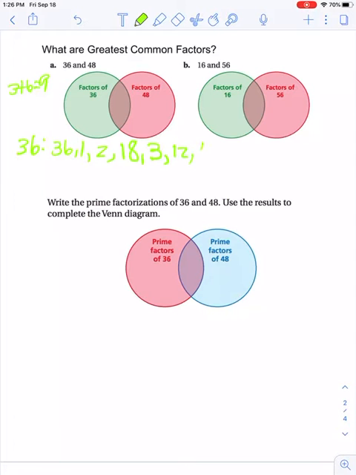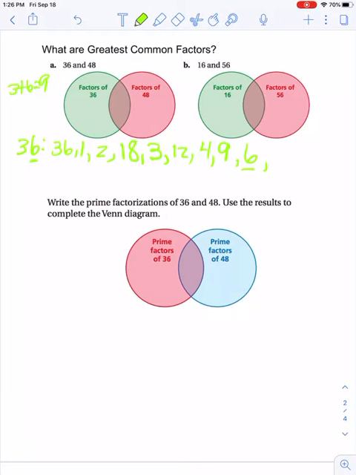Are there any other factors of 36? Let's see, how about 4? Is 4 a factor of 36? If I do 36 divided by 4, I would get 9. So 9 times 4 is 36. 5, so we've done 1, 2, 3, 4. 5 cannot be because it's not ending in a 5 or 0. That's why we did our divisibility rules. 6, can it be 6? Is this divisible by 6? So 36 divided by 6, it is, and it happens to be 6 times 6.